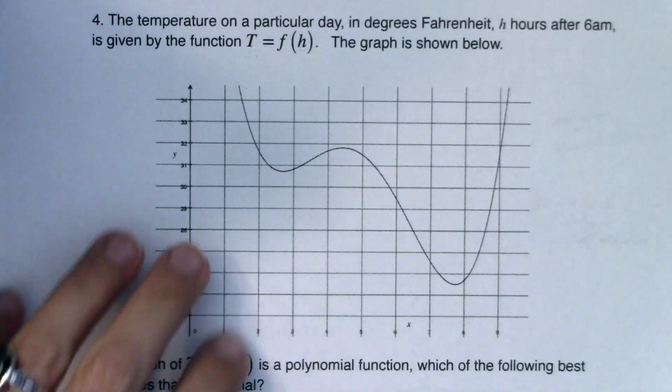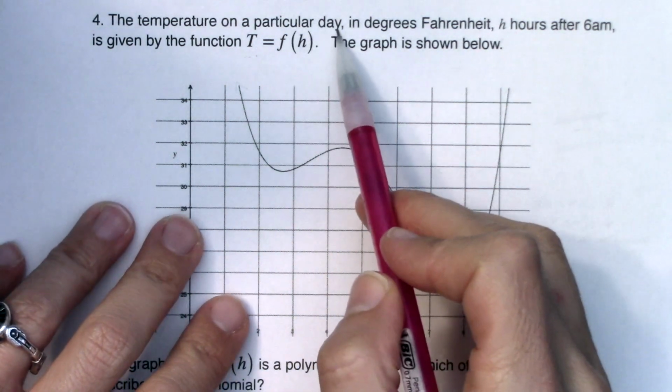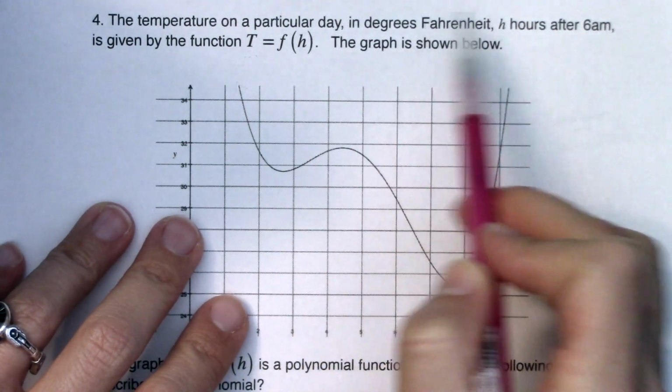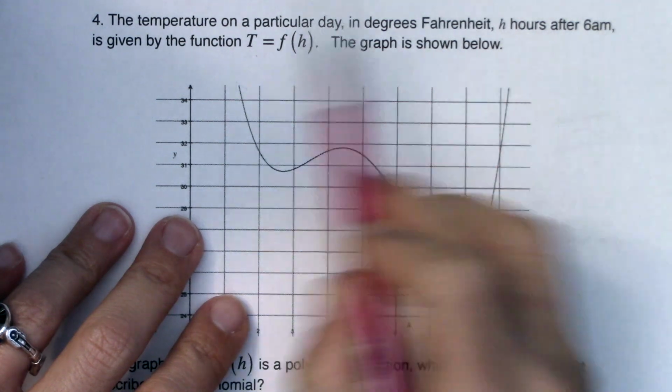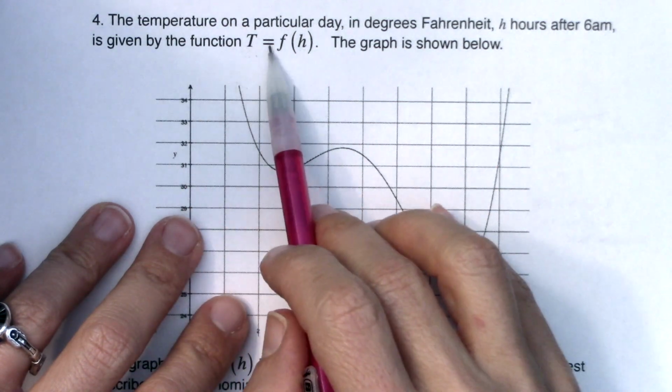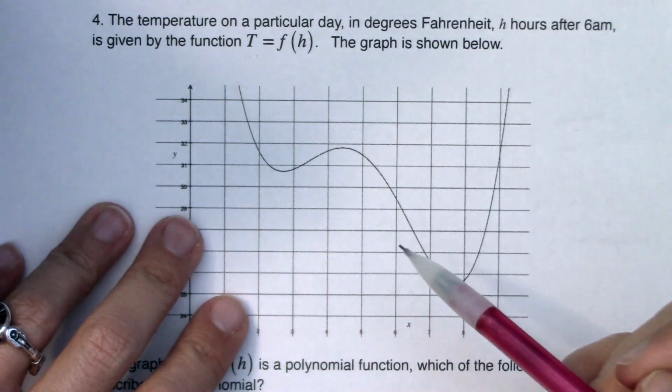Folks, let's look at number 4. It says the temperature on a particular day in degrees Fahrenheit, h hours after 6 a.m., is given by the function t equals f of h. The graph is shown below.